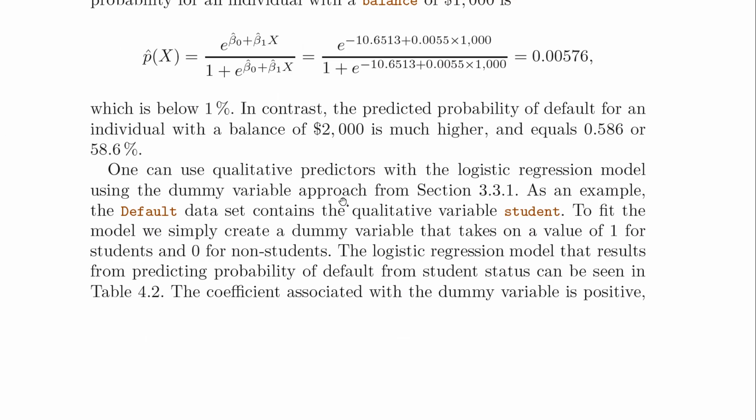could be factories, large manufacturing plants, you name it. One can use qualitative predictors with the logistic regression model using the dummy variable approach. And as in our data set, we have the qualitative variable student. That is a yes or a no. We can turn it into numerical by saying 1 if the observation is a student, 0 if the observation is not a student. And we do that over here.